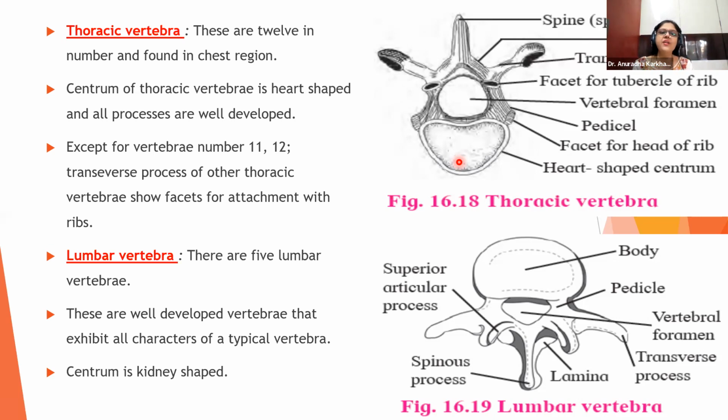Okay. So centrum of thoracic vertebrae is heart-shaped and all processes are very well developed. Except for vertebra number 11 and 12, transverse processes of other thoracic vertebrae show facets for attachment with the ribs. We know because 11th and 12th are going to be your floating ribs. So they don't have facets. Okay, they don't have facets to articulate with the vertebral column.